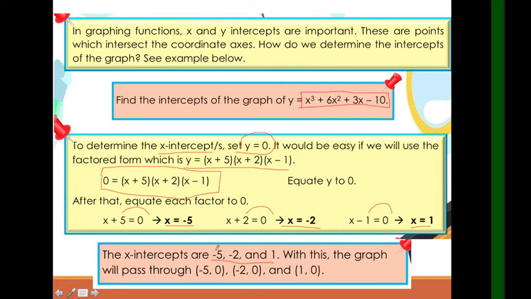So, since the x-intercepts are negative 5, negative 2, and 1, let us put now the points negative 5, 0, negative 2, 0, and 1, 0. So, saan nanggaling yung 0? So, actually, kanina pa sinabi natin that we set that y is equal to 0. That's why we put now zeros here, no? By using the x-intercepts, we have the 0 for the y-coordinates. Okay, which is obviously na yung mga points ay nasa x-axis.